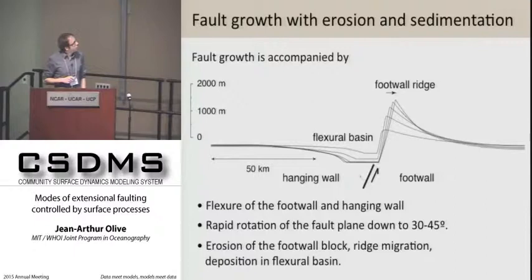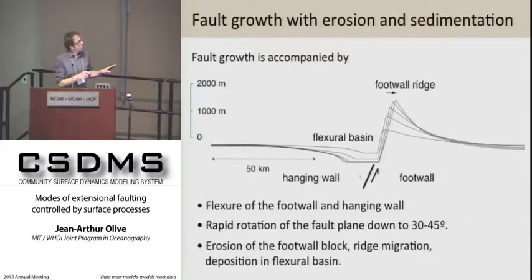You get uplift on the footwall side. You get subsidence on the hanging wall side. Erosion is active on the footwall ridge and pushes it to retreat here towards the back. And you get sedimentation here lying flat in the flexural basin that forms by subsidence. In addition, we observe pretty significant flexure of those blocks, and we observe significant rotation of the fault. So we believe we do a pretty good job at capturing the very basics of where the material is going and how the loads are being redistributed.